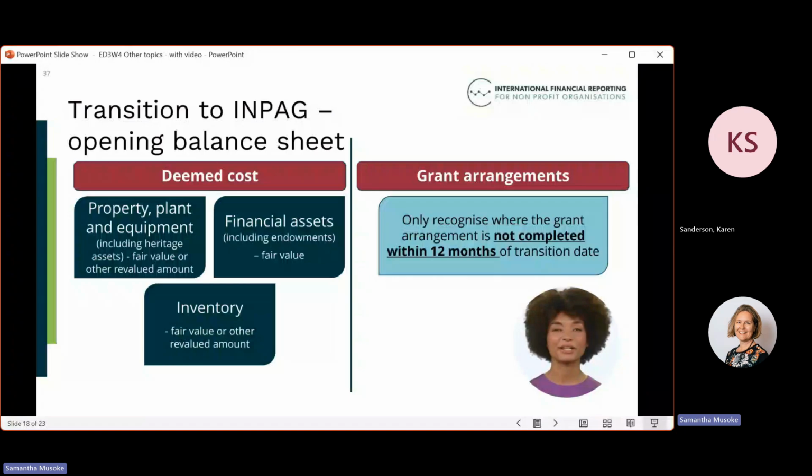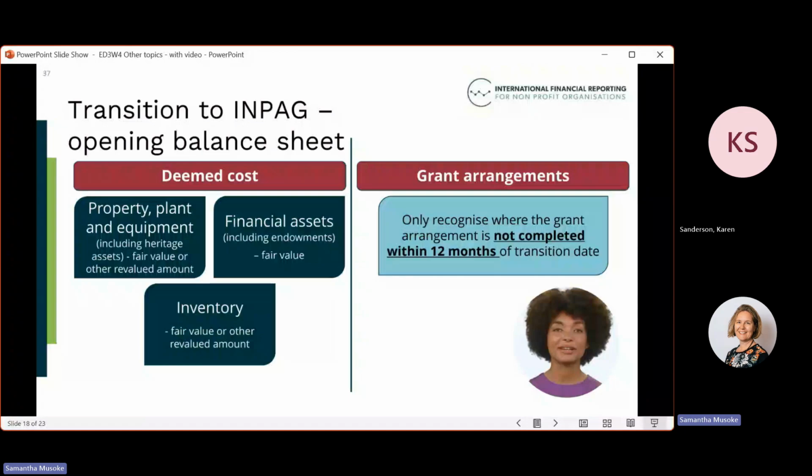Fair value measurement can be used to create a deemed cost for specified assets and liabilities where these were not previously recognized. This includes property, plant, and equipment, heritage assets, endowment funds, and inventory. All loans that have been provided at below market rate of interest must be recognized using the requirements of Section 11 Financial Instruments.